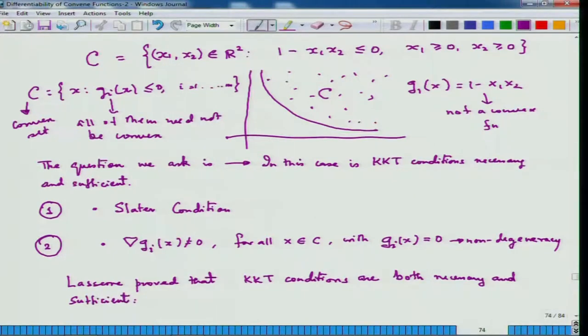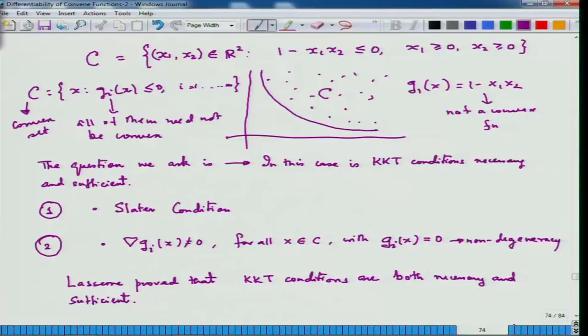So, this is one interesting aspect: even if your representation is not given all by convex functions, you can still have the KKT conditions be necessary and sufficient, provided that not only the Slater condition holds, but something else additionally also holds. It has also been recently brought to the non-differentiable situation by a colleague and me.